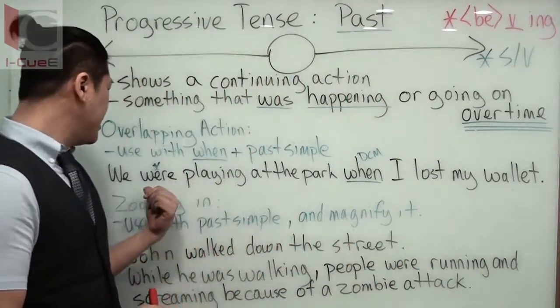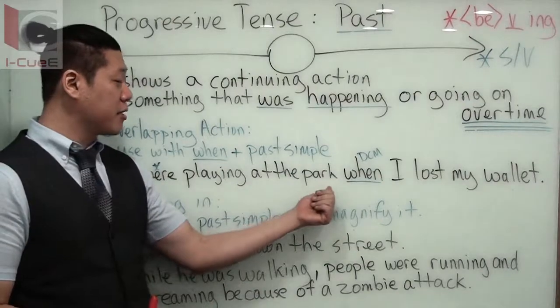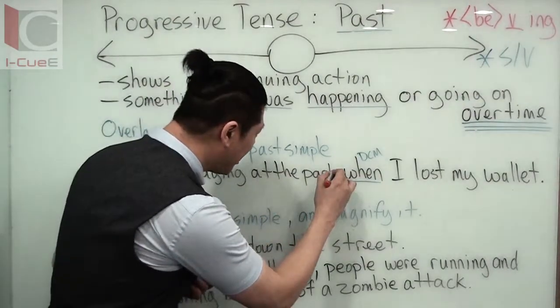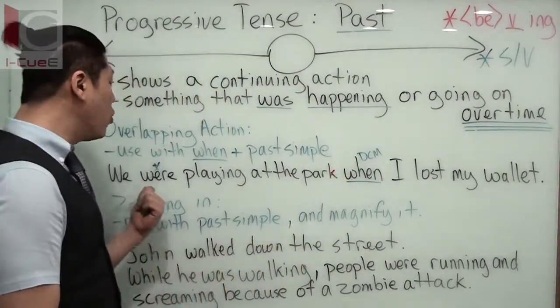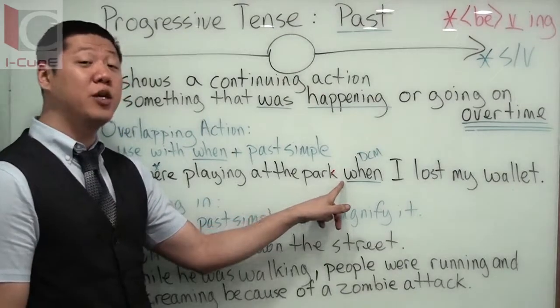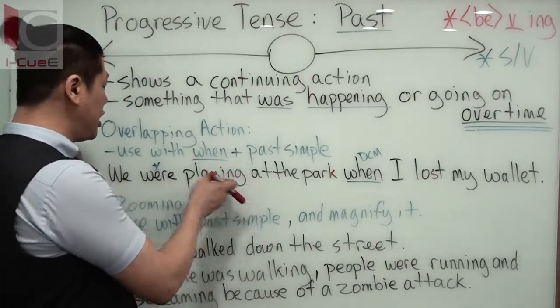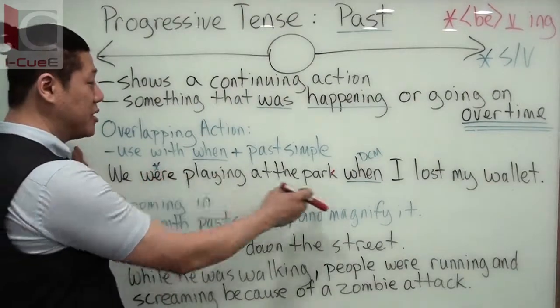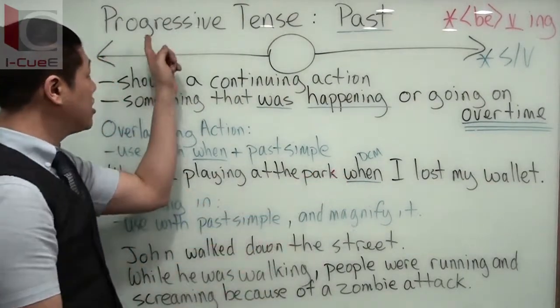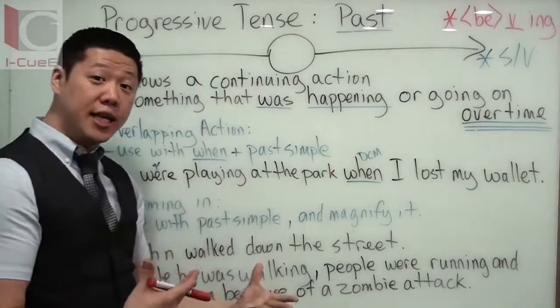So, look at this sentence. We were playing at the park. For some reason that K is a little bit messy. Okay? So we were playing at the park. You could put a period here. Be verb plus verb ing, past tense, subject verb agreement. This, you could put a punctuation, and this is your past progressive tense sentence.